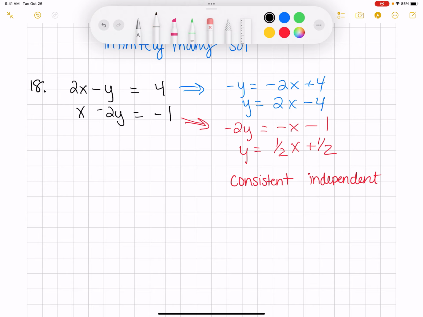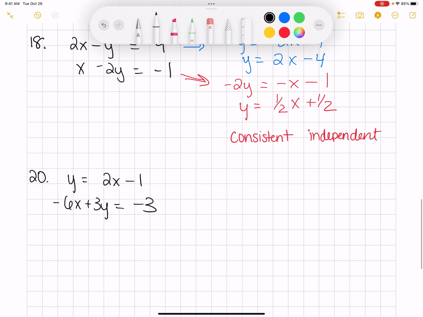Let's look at 20. We've got y is equal to 2x minus 1 and negative 6x plus 3y is equal to negative 3. Okay, if you wanted to do it by substitution and plug the stuff in and see what happens, you absolutely could do that. Another way is just, again, to figure out if the lines are the same. So I'm just going to use that method for right now, since you've learned the other methods before, but that comes in a later section, we're going to see if this will work.